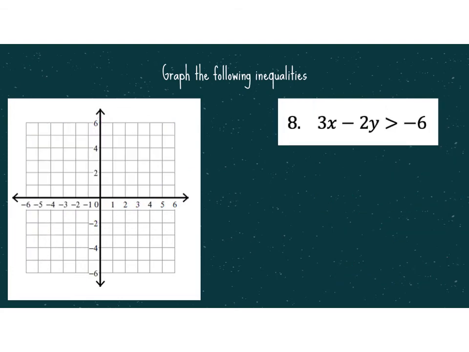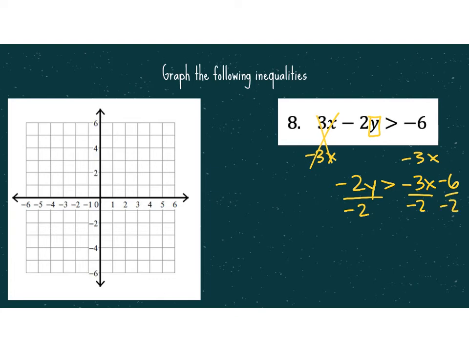Okay, next one. Now we have some work to do at the beginning. We need to make sure that we put this equation in slope-intercept form first. So I need to get this y by itself. I'm going to start by subtracting 3x from both sides. So that goes away. I have negative 2y is greater than negative 3x minus 6. Then the next thing I would do is divide both sides by negative 2. Every term gets divided by negative 2. If you think back to inequalities that we worked with at the beginning of this unit, I'm dividing by a negative here. Dividing by a negative means my sign is going to flip.